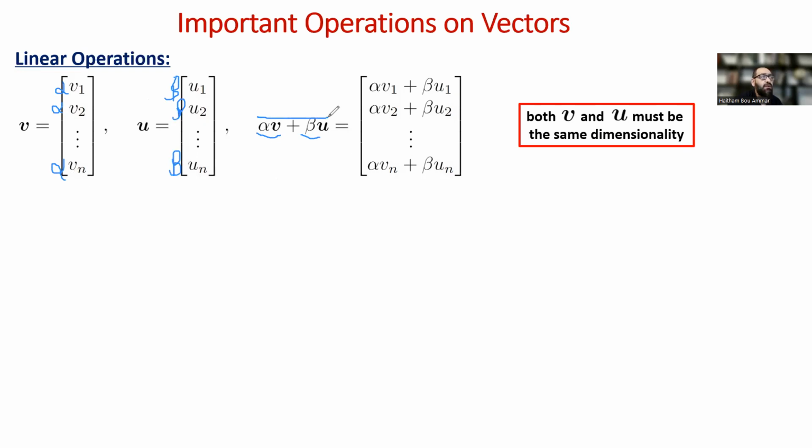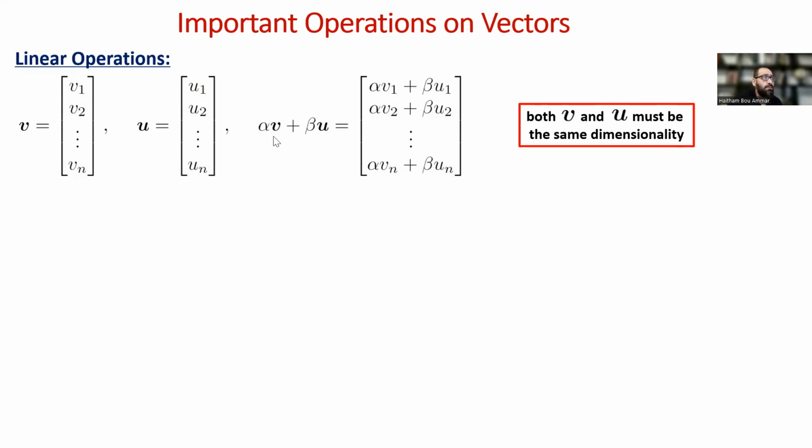And to add them together, you simply need to add the corresponding components of those vectors. So the idea here is when you multiply alpha by V, you will get alpha V1, and beta U1, and then you just add them together. You get alpha V2 and beta U2, and then you add them together, and then you get alpha Vn and beta Un, and then you add them together. That's how you can form a linear combination of those vectors.